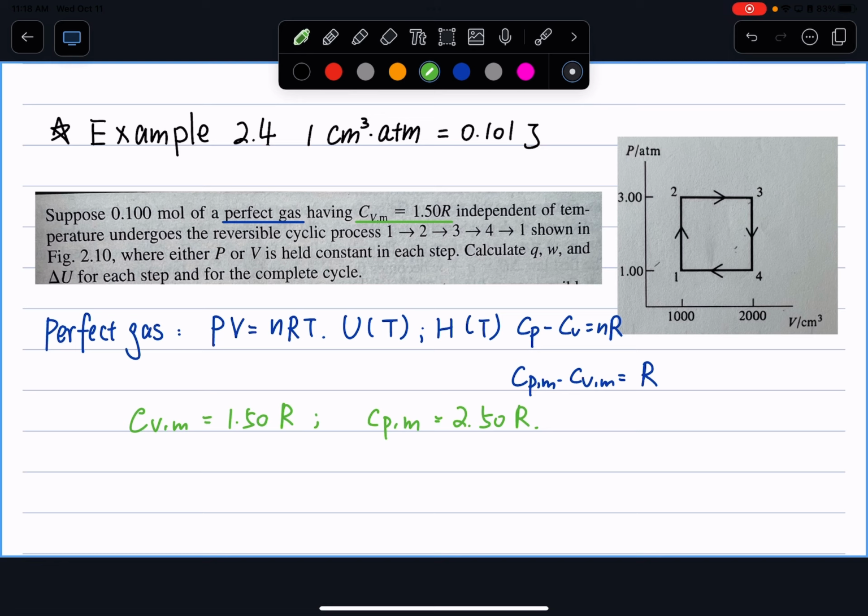It also specified that your CV is independent of temperature. So that means we can treat our heat capacity as a constant for this problem. Normally, you can't make that assumption because your CV and CP will be functions of temperature, but this question tells you that you can assume them to be constant.